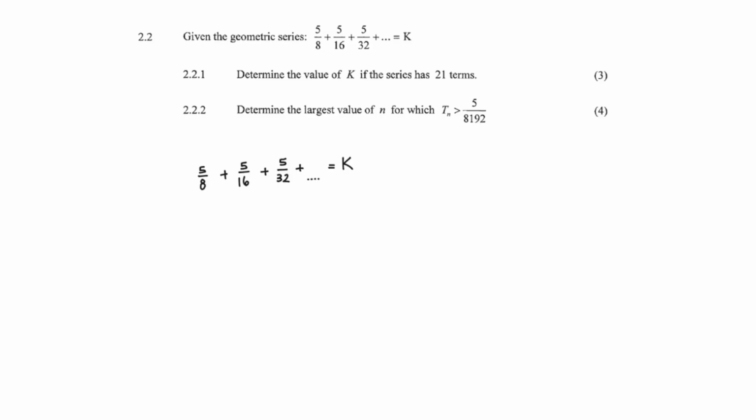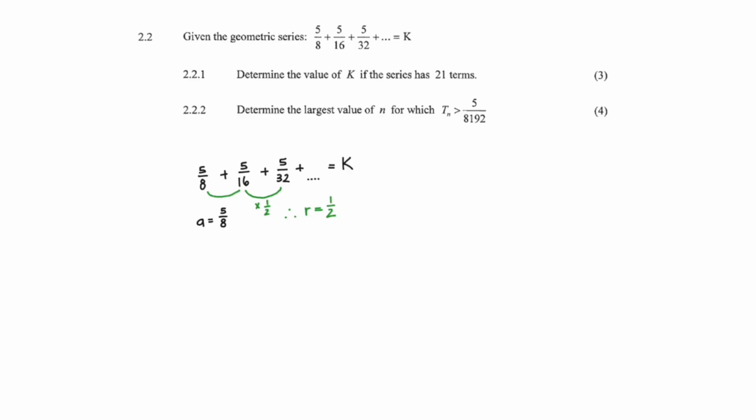Let's take a look at the given information. So you will see that the first term a is equal to 5 over 8. Now, what do you think is the common ratio r? Let's compare term 1 and term 2, and then term 2 and term 3. Each time we multiply by 1 over 2 to get the next term. So that means r, the common ratio, equals 1 over 2. Another piece of information that is given to us is the value of n. They tell us that n is equal to 21.